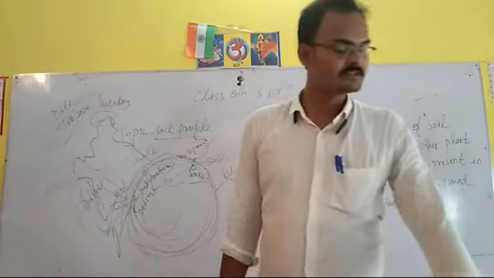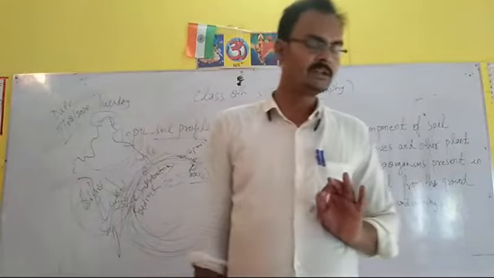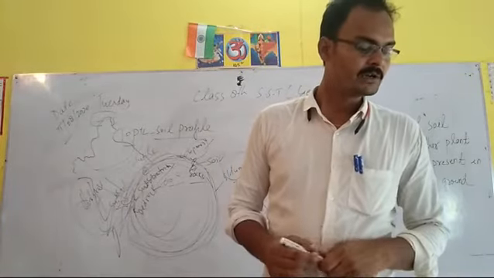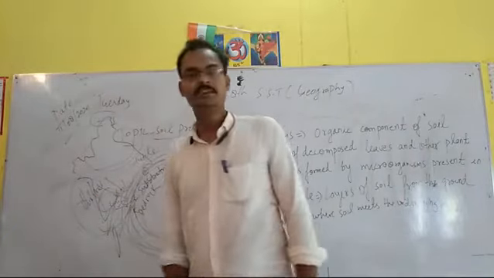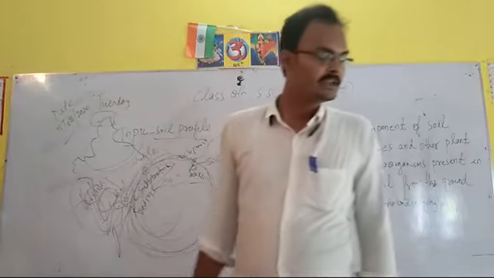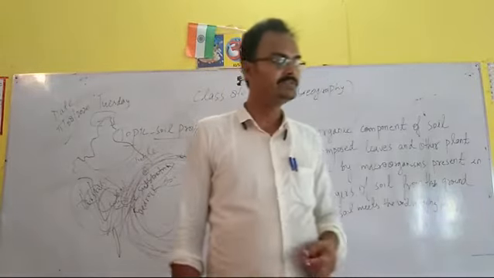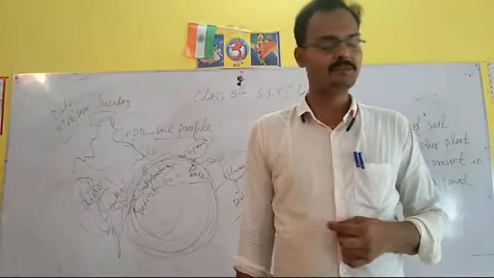Okay, students, what is the second form of soil which is found in India? Black soil, in the northwestern part of the Deccan Plateau. In South India there is the Deccan Plateau, and the north and western part of the Deccan Plateau has black soil. If we see red soil, the third type of soil, it is in the southern and eastern parts of peninsular India.